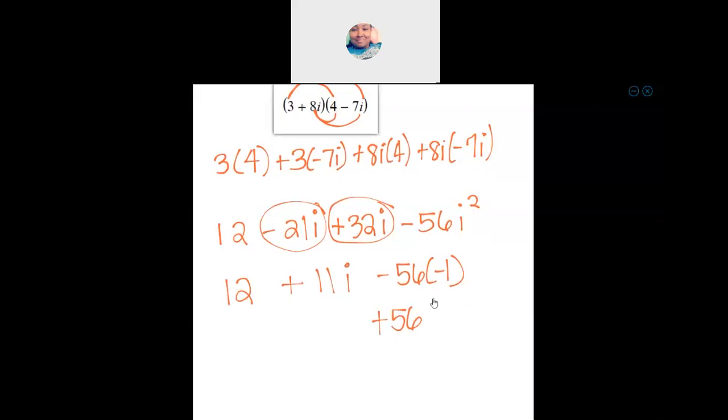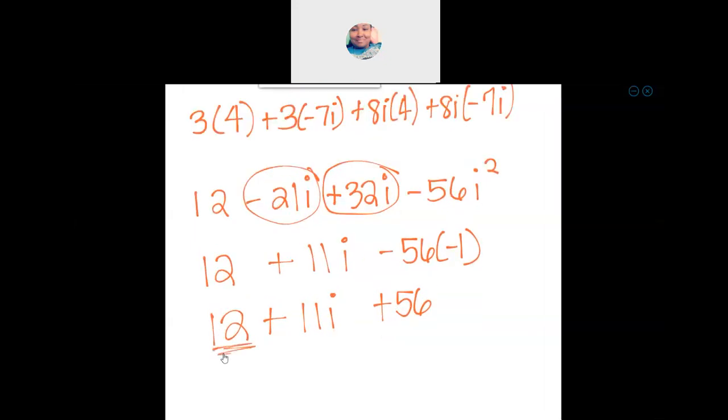So now I have 12 plus 11i plus 56. And the final step, because we're not done, all because I had i squared. So once it became 56, I now combine that with 12. So 12 plus 56 is actually 68. So 68 plus 11i is my answer.